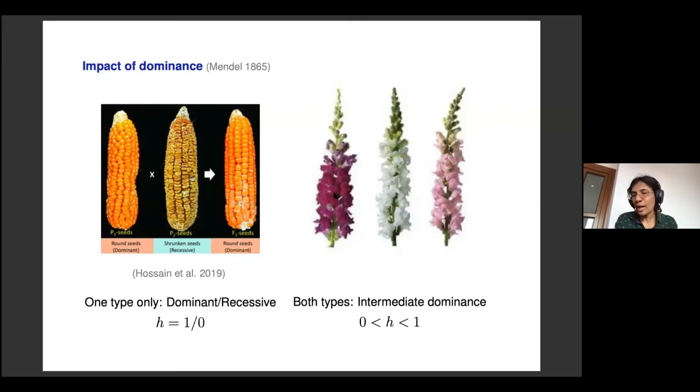For example, in the snapdragon flowers, you can have dark pink and white ones. These are the two types. But if you cross them, you don't get only dark pink or white ones. You get this light pink. The offspring is very different from the other two, so it's not either type. One characterizes this by a parameter h, which lies between 0 and 1. This is the dominance parameter that one is interested in as a biologist.